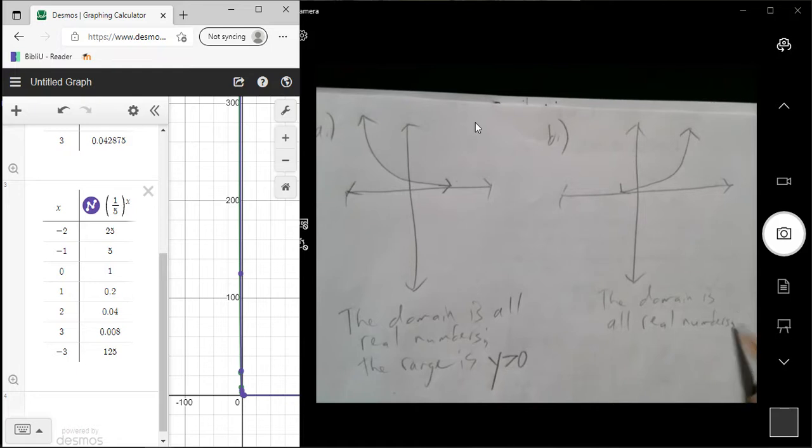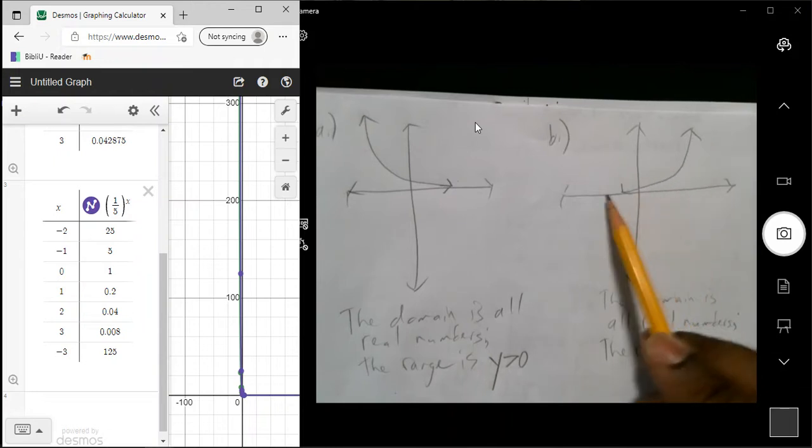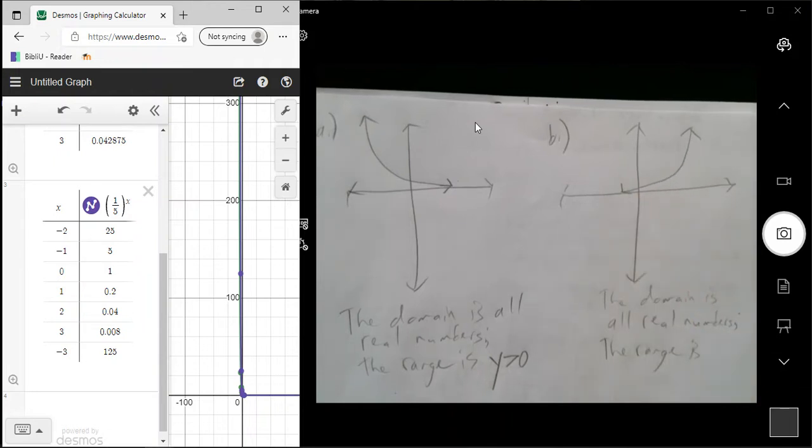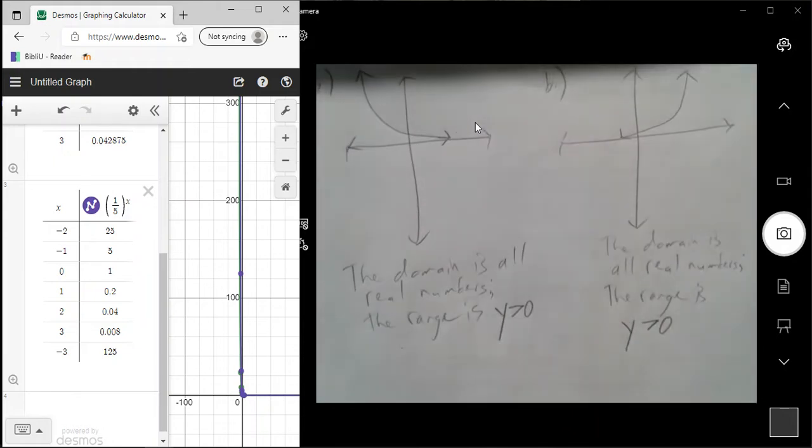Now here, the range. If we look here, we basically have the same thing going here. It does not cross the x-axis, and it goes on forever. So y is greater than 0. So it's interesting that even though one graph is increasing and one is decreasing, the domain and range is still the same.